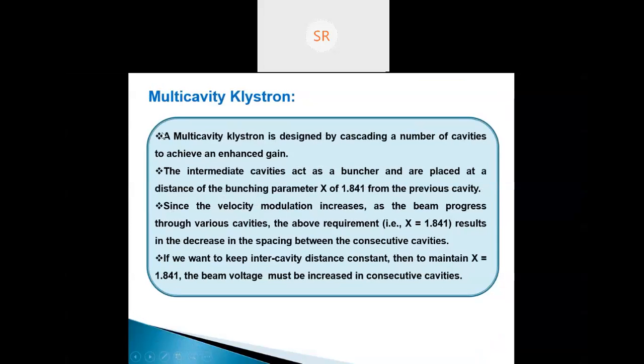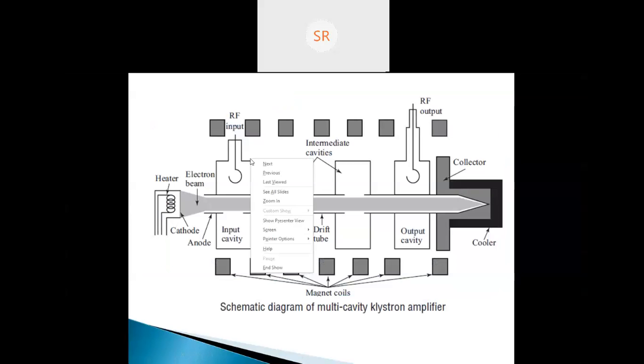Next is about a multi cavity Klystron. In a multi cavity Klystron, what happens? Instead of a two cavity, there will be multiple cavities. But these cavities are cascaded, a number of cavities, to achieve the enhanced gain. To increase the gain, we have to use multiple cavities here.